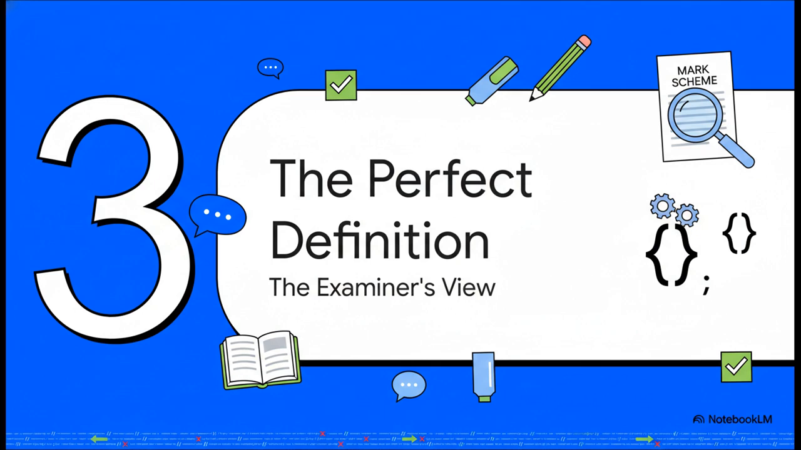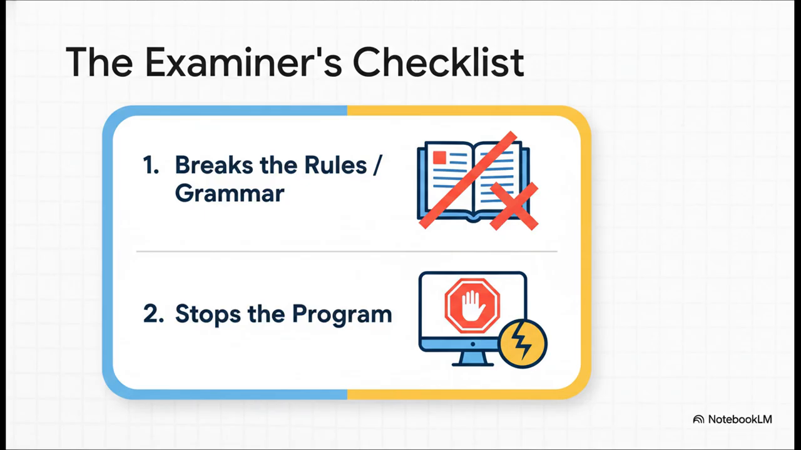Okay, so that analogy is perfect for us to understand it. But for the exam, we need to speak the examiner's language. To get that first mark, we have to write a definition that ticks their specific boxes. And luckily for us, the mark scheme tells us exactly what those boxes are. Your definition needs 2 key ingredients to get the mark. First, you've got to say that the error breaks the rules or the grammar of the programming language. And second, and this is crucial, you have to state the consequence. It prevents the program from even running. You get both of those points in there, and that mark is yours, no question.